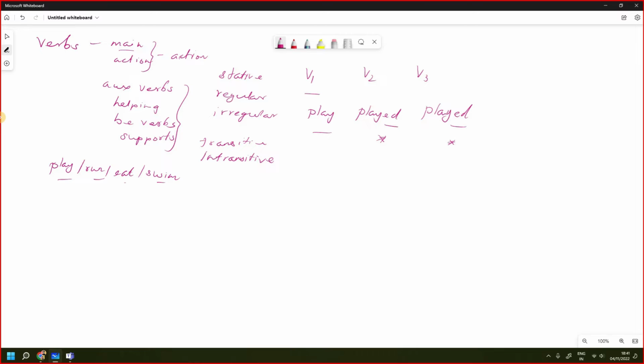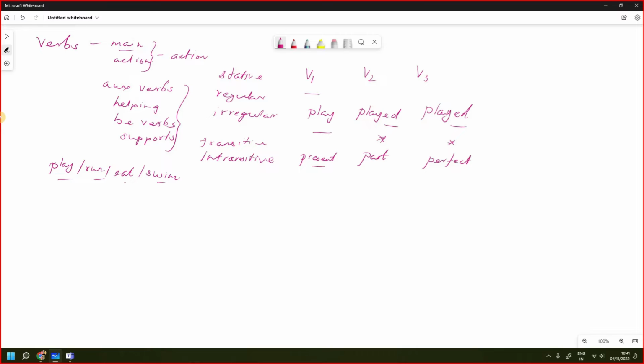Now, you should also remember the other names. This is called the first form of verb, and we use it only with the present tense. This is very important. We use it with the present tense, play. This one we use only with the past tense, and this one we use with the perfect tense. Any doubts so far? Are you all following? No problem, right?